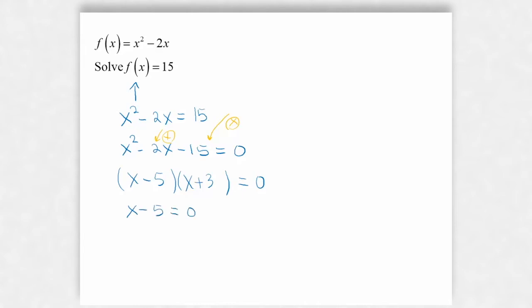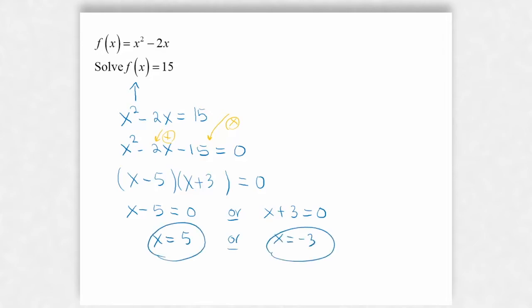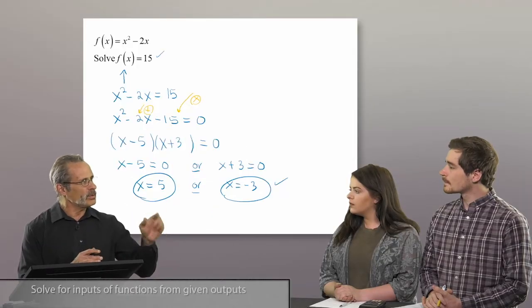So x minus 5 is equal to 0, or x plus 3 is equal to 0. And if we solve, the 2 solutions would be x is equal to 5, or x is equal to negative 3. And how many inputs give us that output value of 15? 2. Very, very good. And that's possible. You can have an output with more than one input. What you cannot have is an input with more than one output.